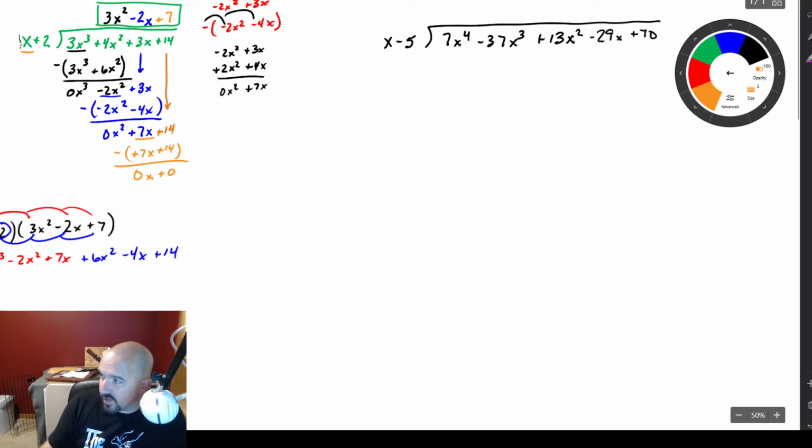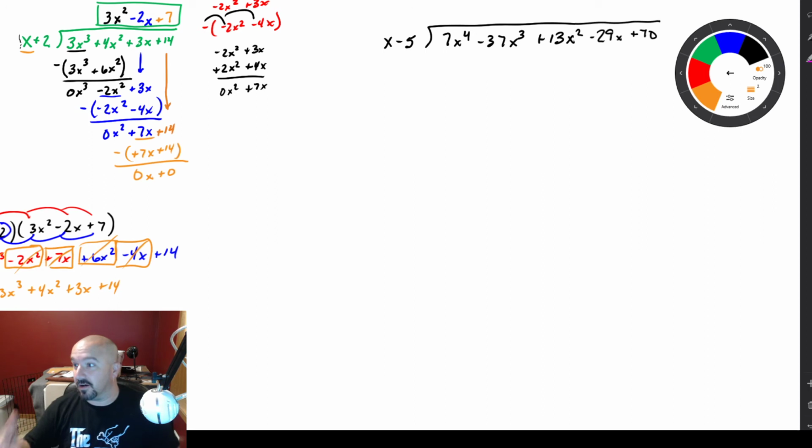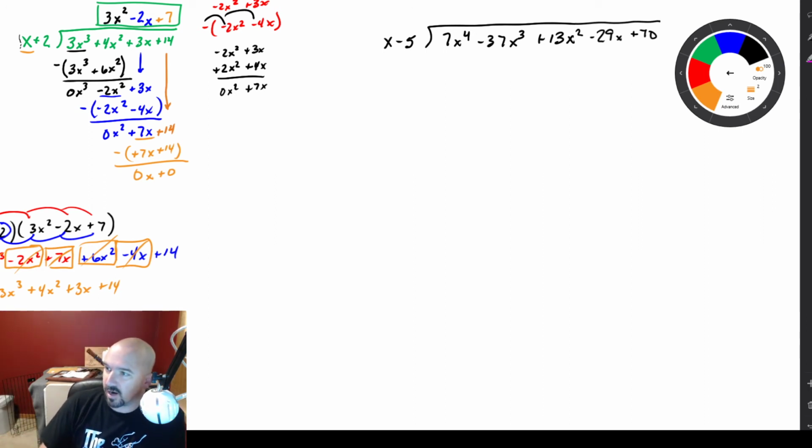And then if we combine the like terms, we're going to have 3x cubed. That's all done with that. We have negative 2x squared and a positive 6x squared, which gives us a positive 4x squared. Those are done. I have my positive 7x and my negative 4x for positive 3x. Those are done. And then my plus 14. And that matches what's underneath. So, as best as I can tell, this is the correct answer. Our answer to the original problem is 3x squared minus 2x plus 7.